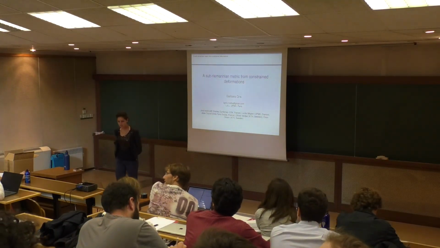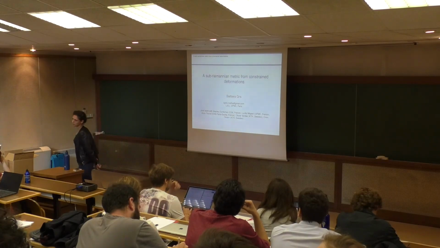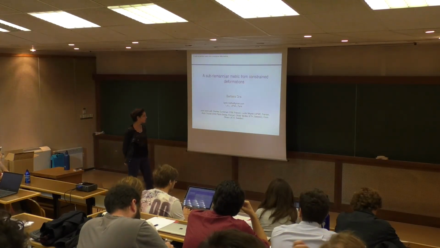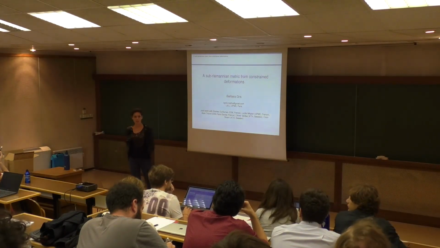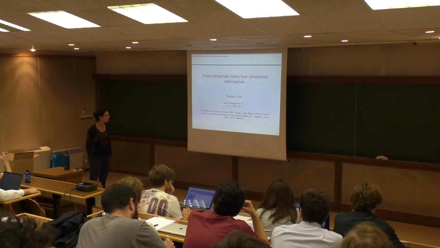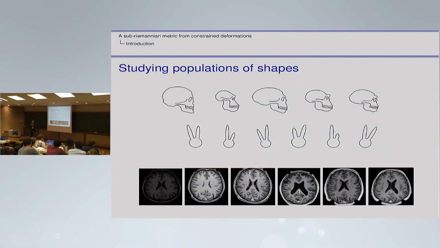So I'm going to talk about applications of optimal control and sub-Riemannian geometry. In particular, how we can apply these notions to the study of populations of shapes. First, here are examples of populations of shapes, three types of populations. And what I'm going to talk about is how we can use sub-Riemannian geometry to study one population of shapes.